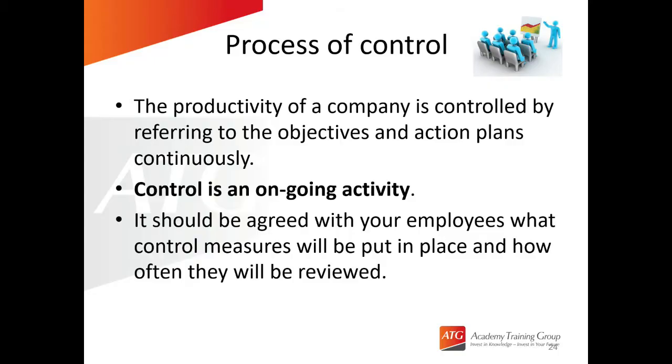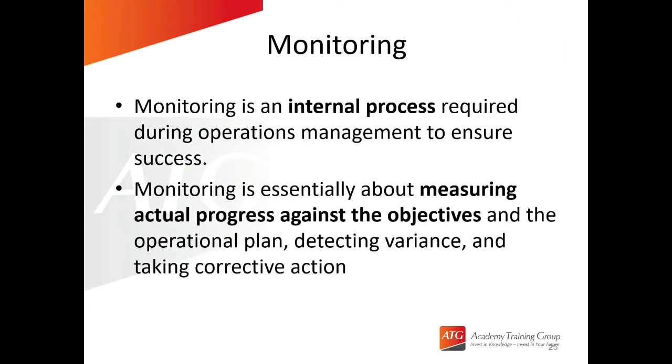The process of control. The productivity of a company is controlled by referring to the objectives and action plans continuously. Control is an ongoing activity. It should be agreed with your employees what control measures will be put in place and how often they will be reviewed. Monitoring. This is an internal process required during operations management to ensure success.